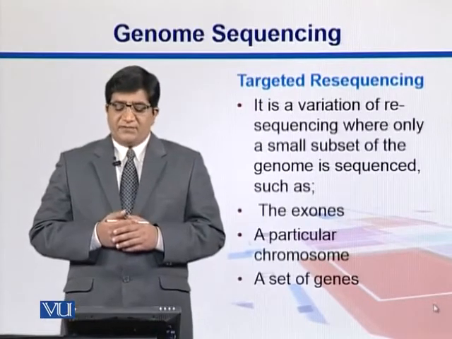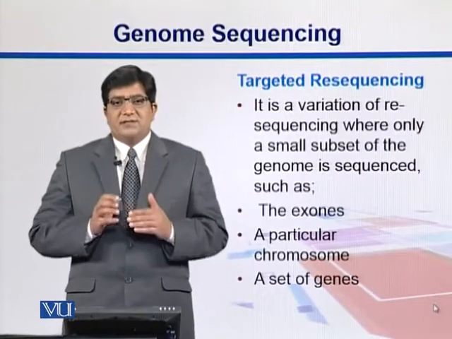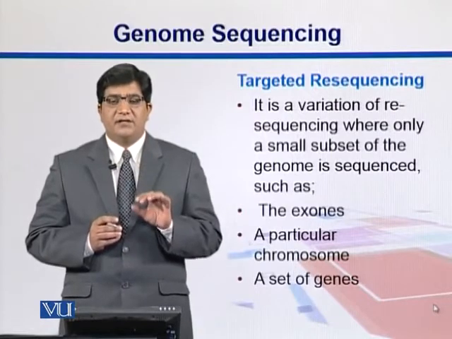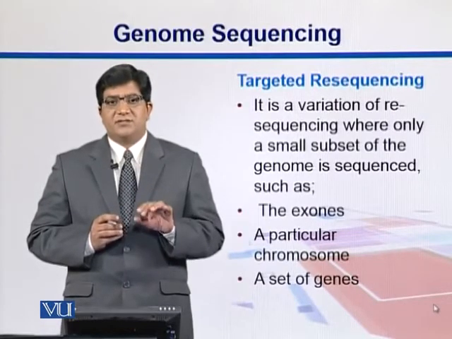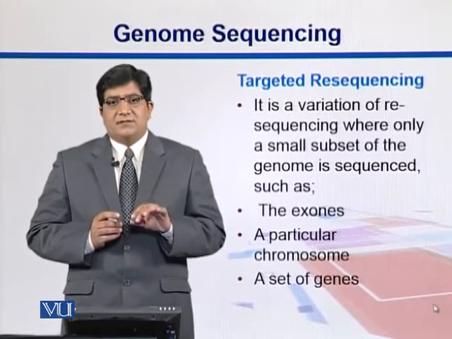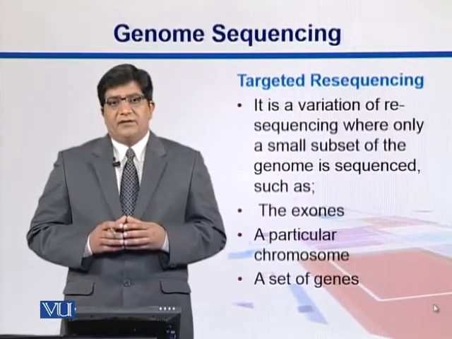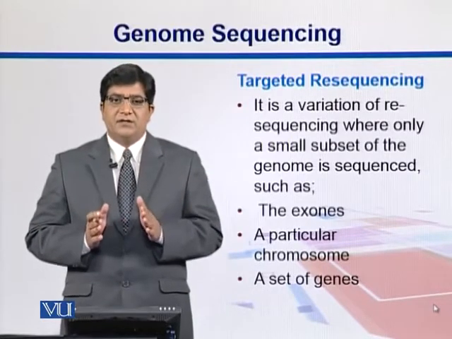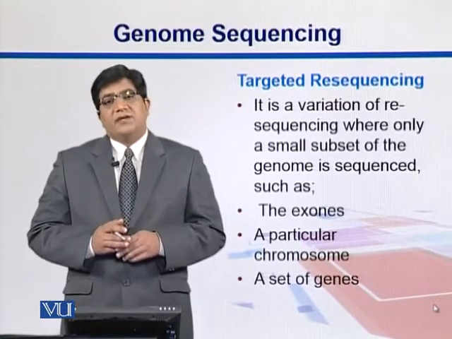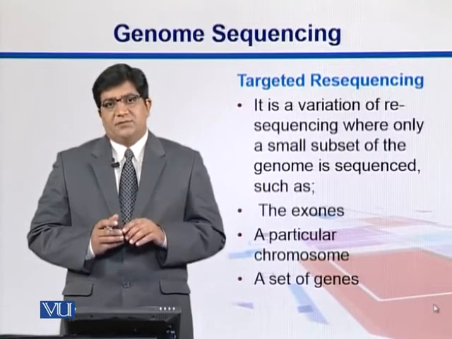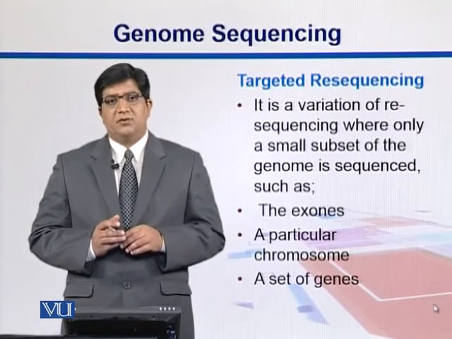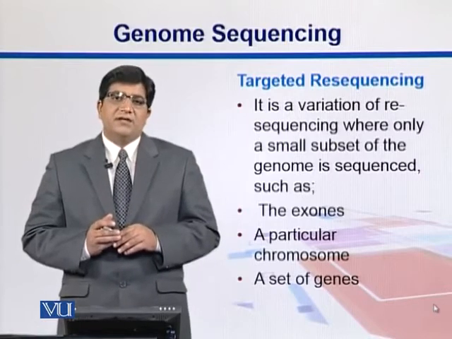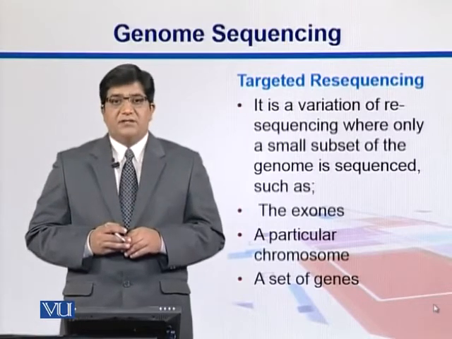In targeted resequencing, we take just a subset of that genome. In this way, we can be targeted and specific, we can save our resources, and within less time we can identify what factors we are looking for. We can target the exons, which are the coding regions of the DNA. They give messenger RNA, and messenger RNA then gives the proteins. Or we can target whole chromosomes, or some set of genes.